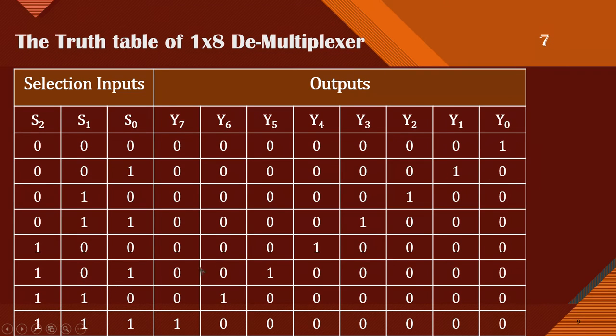We have the selection lines 0, 0, 0, 0, 0, 1, 0, 1, 0, 0, 1, 1, 1, 0, 0, 1, 0, 1, 1, 1, 0, and 1, 1, 1.